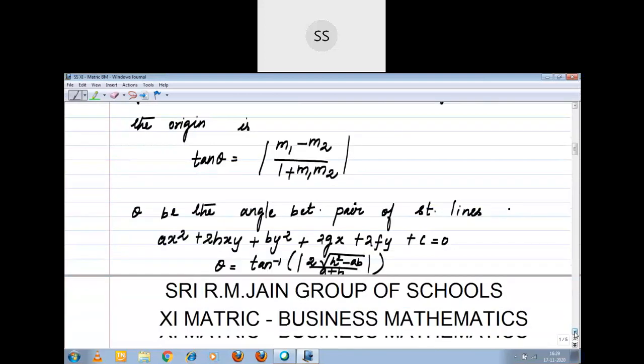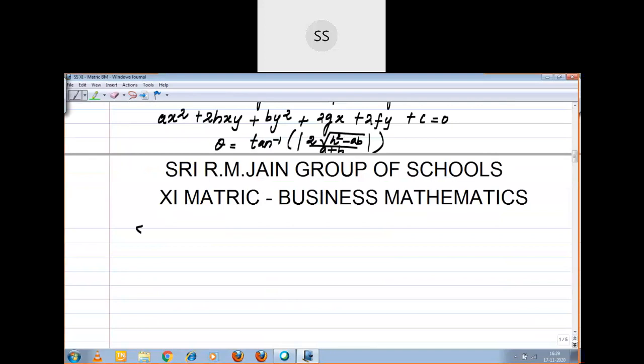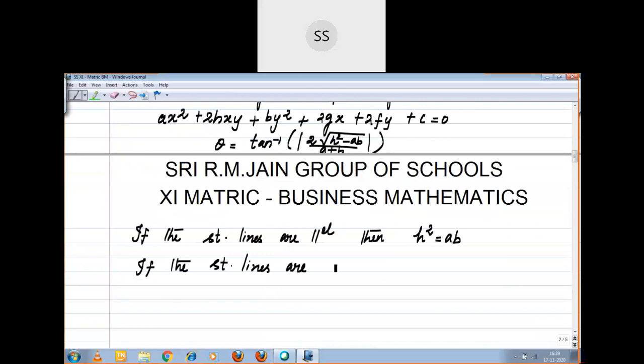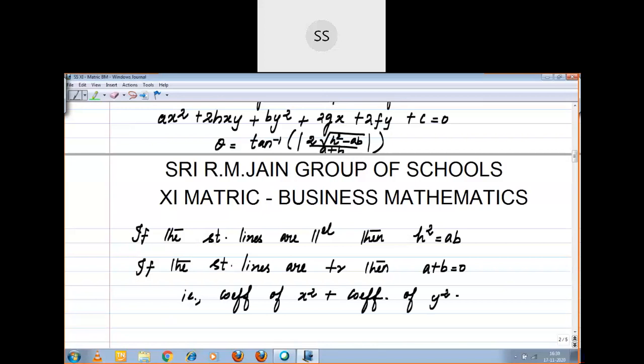If the straight lines are parallel, then h square equal to ab. If the straight lines are perpendicular, then a plus b equal to 0, that is, coefficient of x square plus coefficient of y square equal to 0.